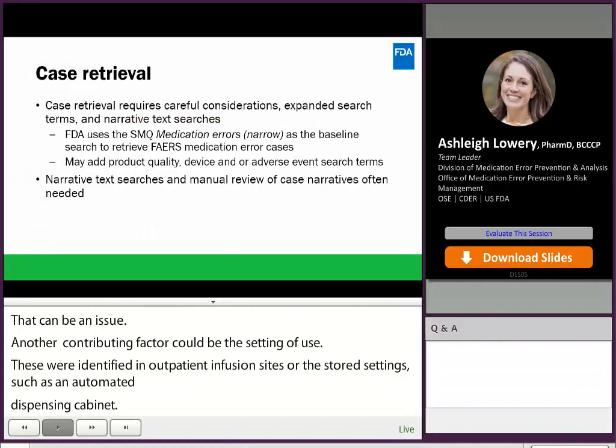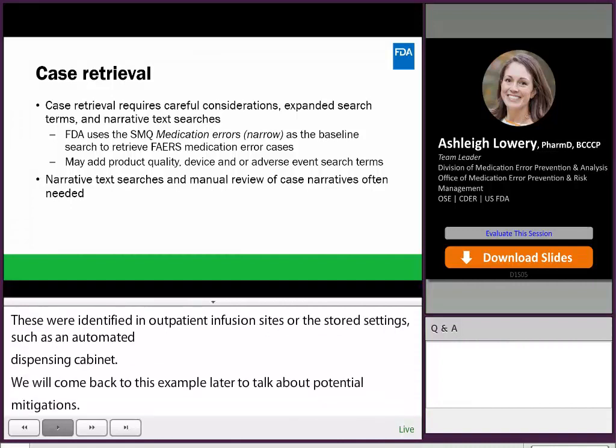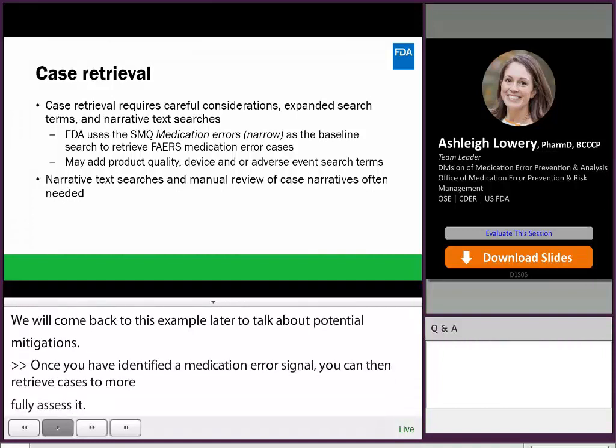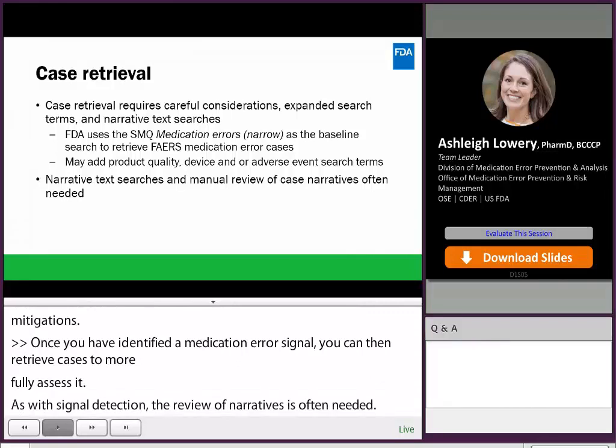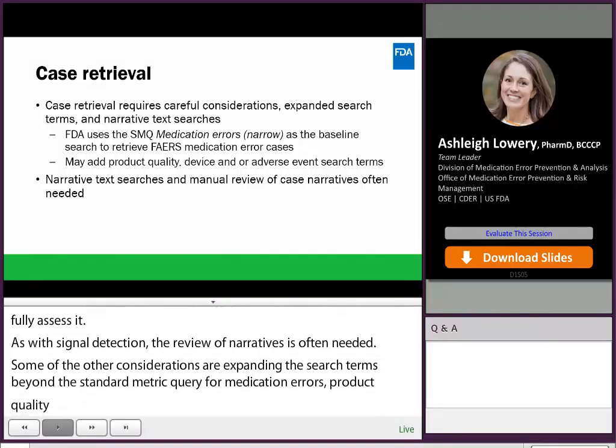So once you've identified a medication error signal, you can then retrieve cases to more fully assess it. As with signal detection, review of narratives is often needed, but some of the other considerations are expanding the search terms beyond the standard metric query for medication errors. Product quality, device, or adverse event search terms could be added, and narrative text searches are another method that could be used if there's a specific term or medication error type that may be entered in the narrative that can be searched for. And then manual review can often be needed to review the full narrative for a full assessment.